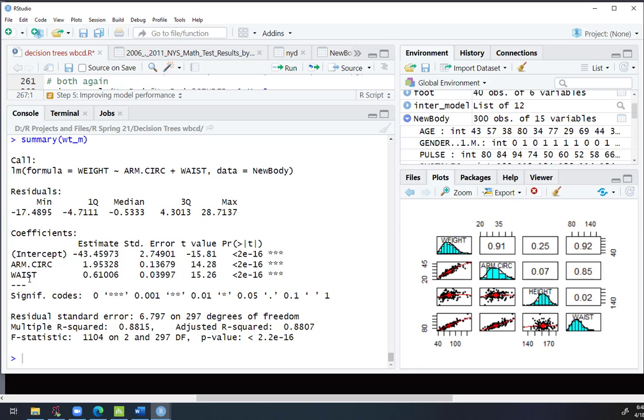And waist, well, each unit increase in waist, which would be a centimeter increase, yields about a little over half a kilogram, which is roughly a pound, to the person's weight. Now, that's what these values computed as, and that's the interpretation. But how comfortable are we that these values are really contributing to the model?